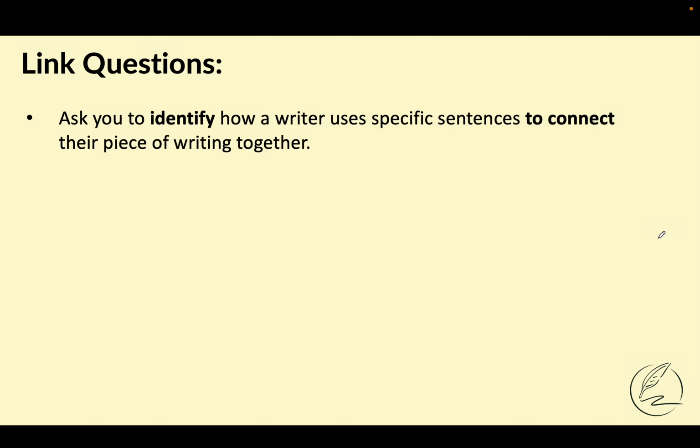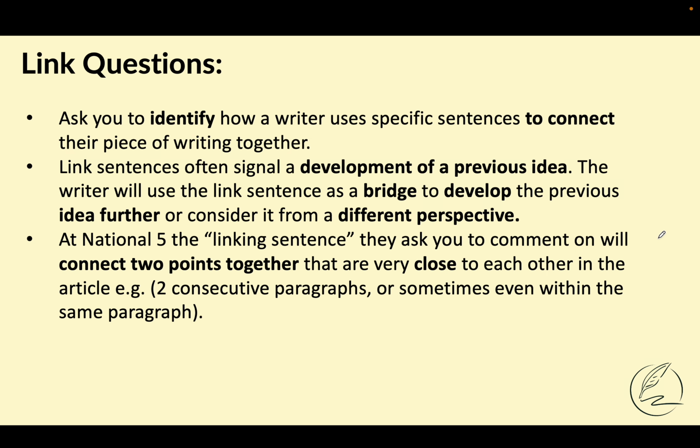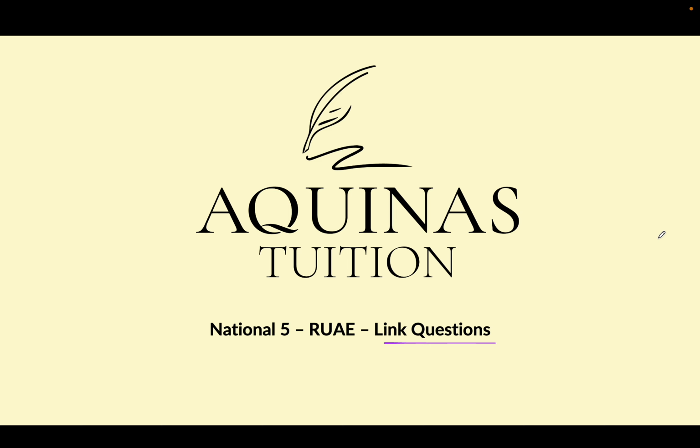Link questions then. They ask you to identify how a writer uses specific sentences to connect their piece of writing together, and they often signal a development of a previous idea. The writer often uses a link sentence as a bridge to develop the previous idea further or consider it from a different perspective. At National 5, the linking sentence they ask you to comment on will connect 2 points together that are very close to each other in the article, for example, 2 consecutive paragraphs or sometimes even within the same paragraph.